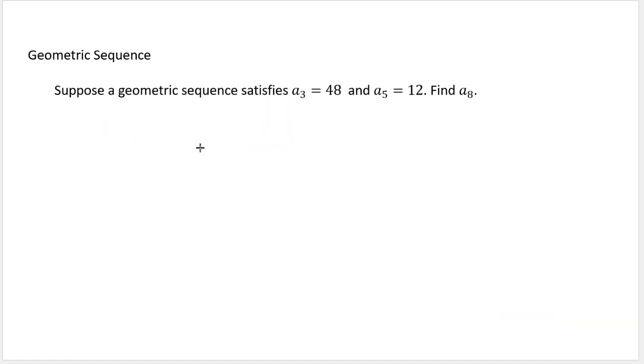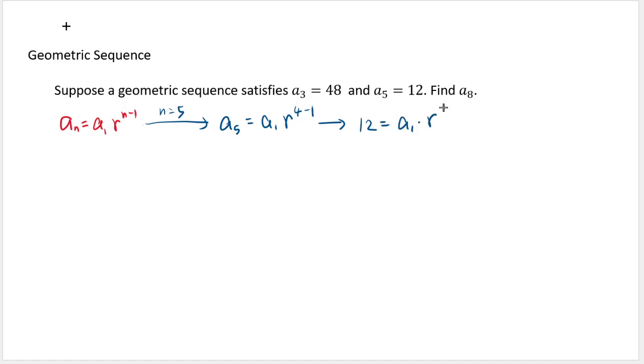Here's a geometric sequence question. This time a3 and a5 are given. Same idea: you start with the formula for an, which is a1 r to the n minus 1, and you start plugging in things. So let's plug in n equals 5, which gives you a5 equals a1 times r to the 4 minus 1, and because a5 is 12, you end up with 12 equals a1 times r cubed.